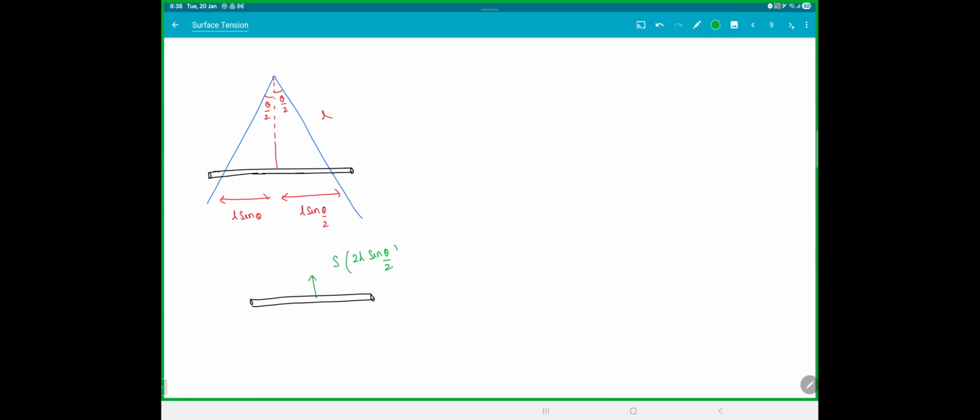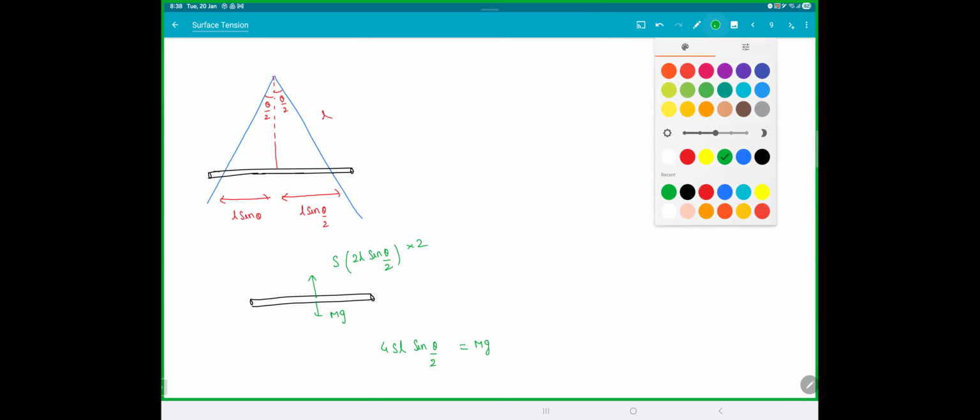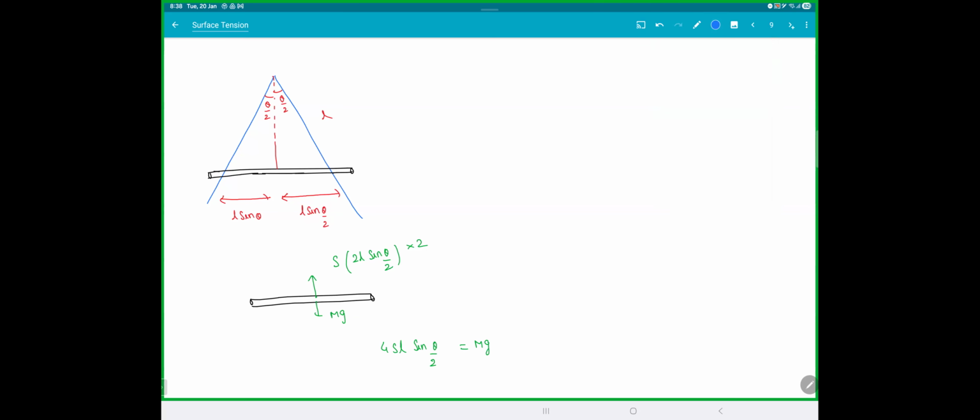The soap film is into 2 because there are two surfaces, and your mg. There, we'll get it in one step. So 4SL sine theta by 2 is equal to mg. Got this? Clear, na, Shihari? Got the thing? So you should take this L, getting it, not this L. That is a catch there. All clear with this thing. Important, you should know, this is the starting point.